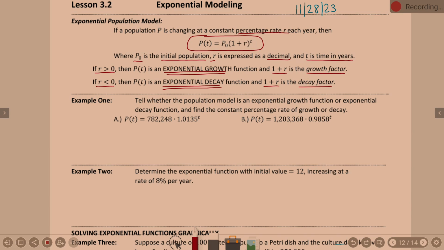So we're going to be talking a little bit about growth and decay and what we can do with those. Example 1. In each of these, tell whether the population model is an exponential growth function or exponential decay function, and find the constant percentage rate of growth or decay. So I want to know growth or decay, and then I want the percentage rate of growth or decay.